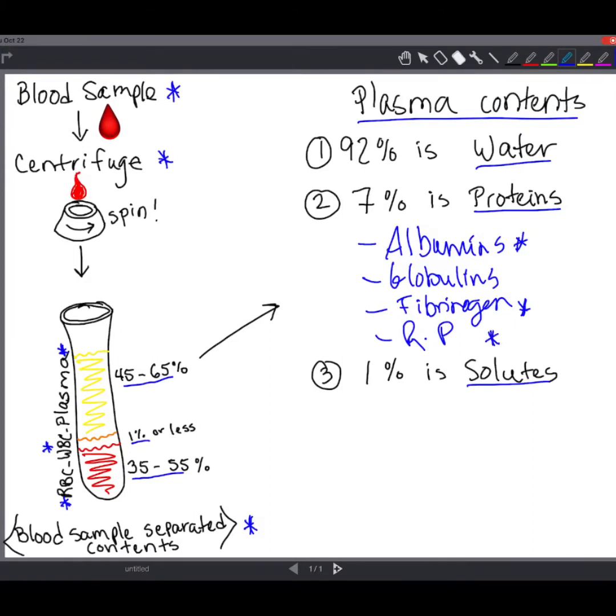In terms of other solutes, that 1% is going to be composed of electrolytes, other organic nutrients, such as those that are used for ATP production, growth, and cellular maintenance. So organic nutrients, and organic waste, such as those that are carried to sites for breakdown or excretion, and these include urea, uric acid, creatinine, bilirubin, and ammonium ions.